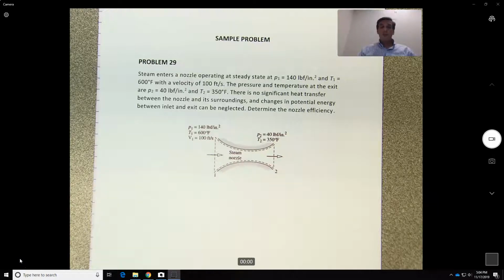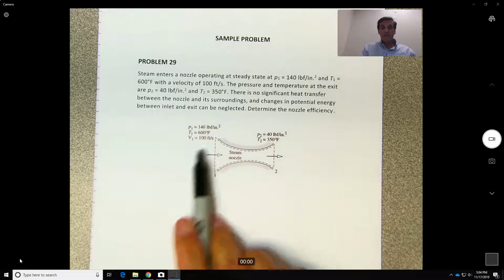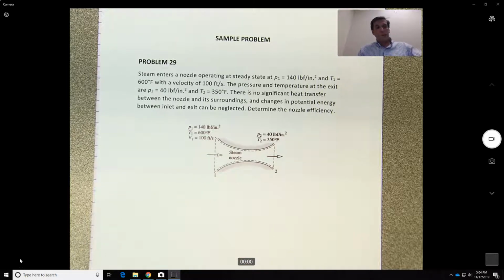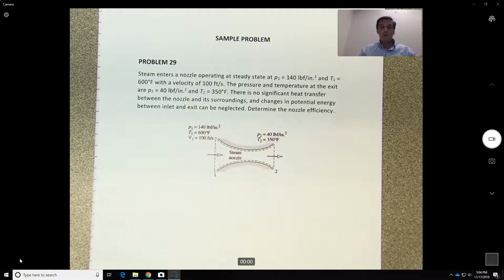Okay, so let us do this sample problem about the isentropic efficiency of a nozzle. So here we have our nozzle, and you see that at the entrance of the nozzle, the pressure is 140, temperature 600, and a velocity of 100 feet per second. So what's going to happen through the nozzle?